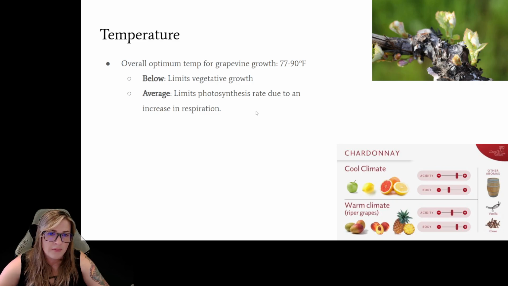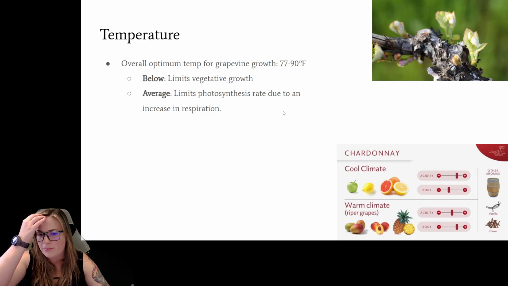Average, it will limit... why did I say average? Limits photosynthesis rates due to an increase, above. This is supposed to say above average. I'm going to fix that. Sorry, guys. If it's above 90 degrees, it can limit photosynthesis rate due to an increase in respiration.